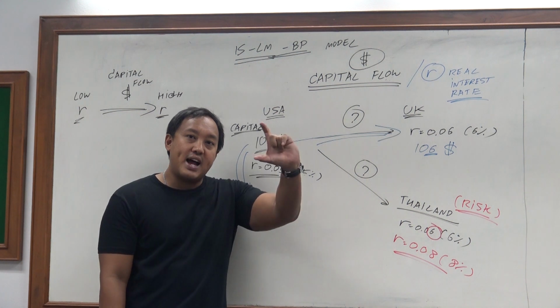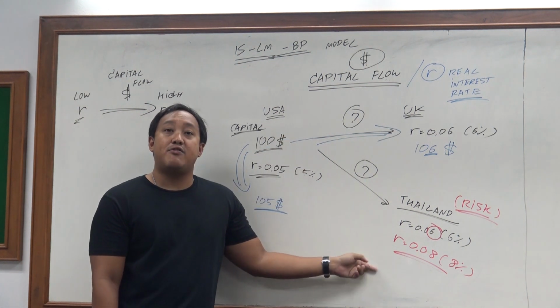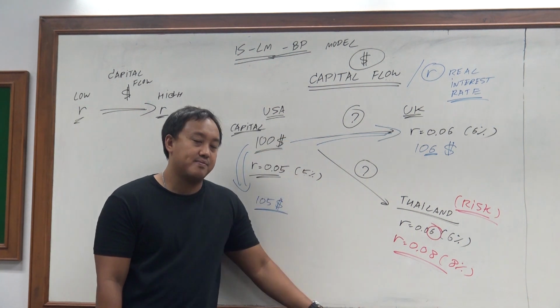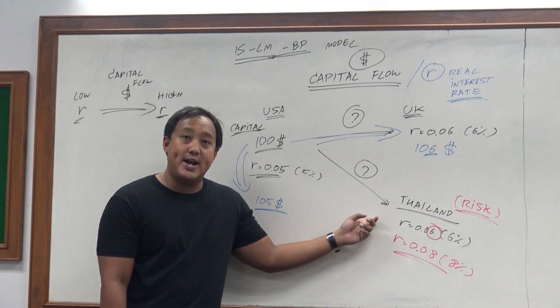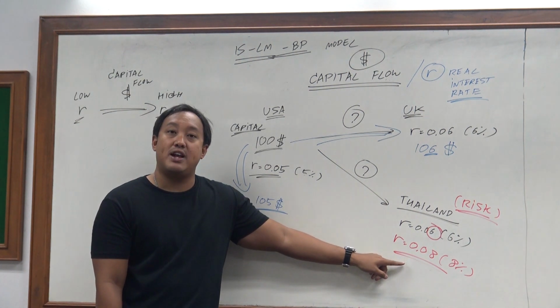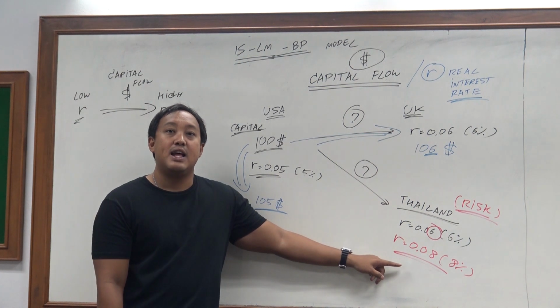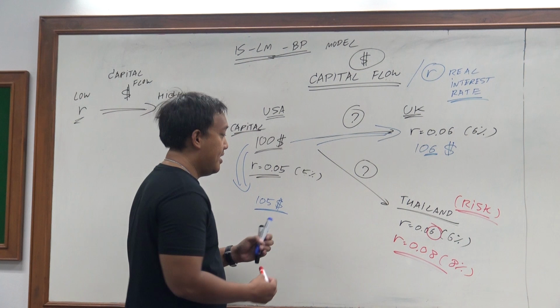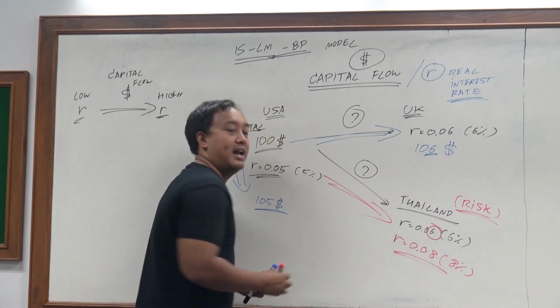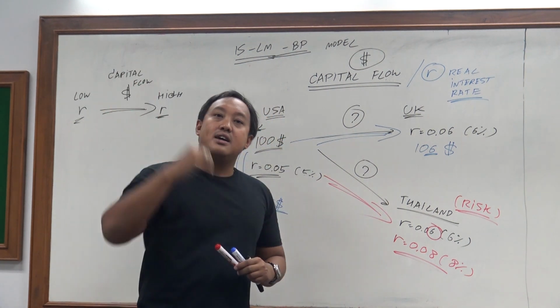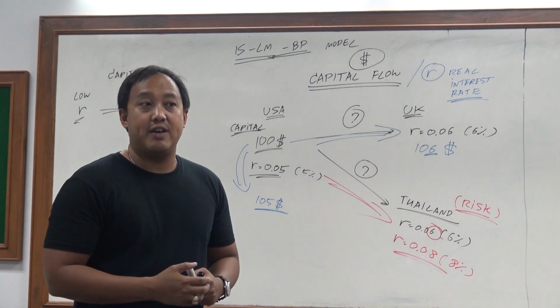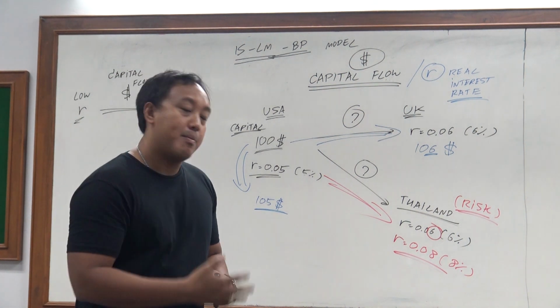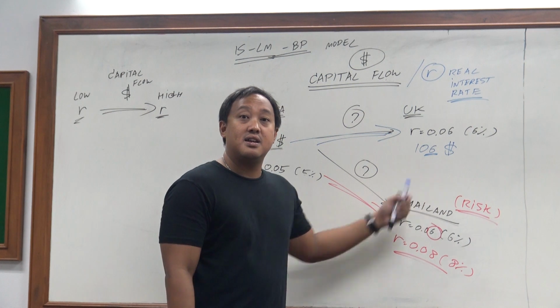This one has an even higher gap. The foreign investor will think again. Even though Thailand has risk, the return is really good: 8%, 3% higher than USA. So investors may move the money to Thailand if the interest rate is high enough. If the interest rate is high enough, we will move it, even though we have risk.